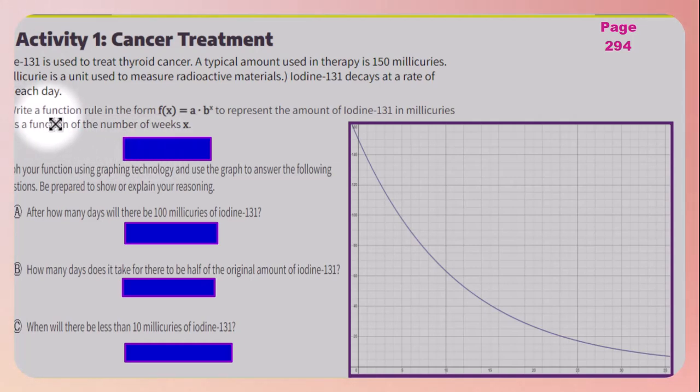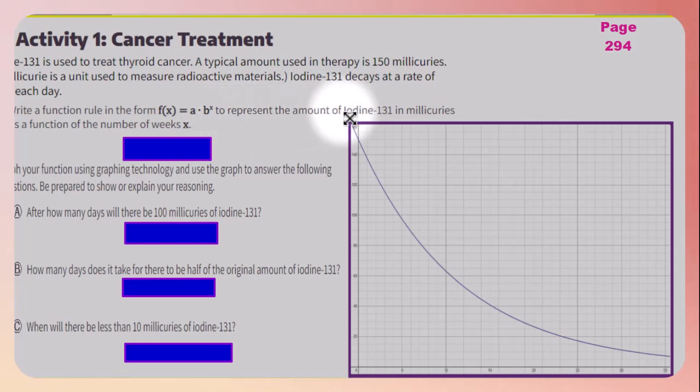I want you to write a function rule in the form of f of x. So we're writing in function notation. Remember, you can replace this with y. F of x equals a times b to the x. So a is the initial amount, b is our growth factor. We're raising it to the power of x, and x is always time. X is going to be on that bottom axis. The y is the output, the y-axis.